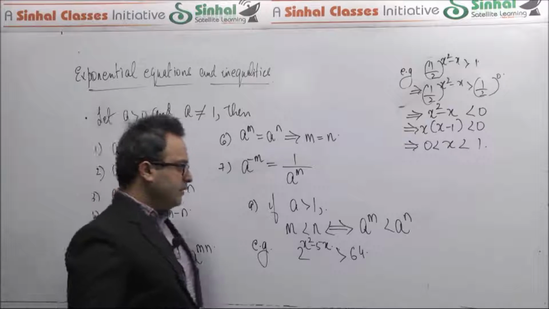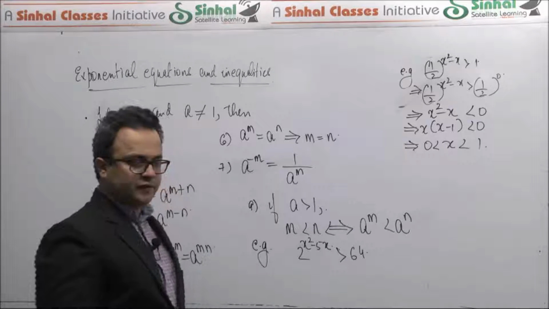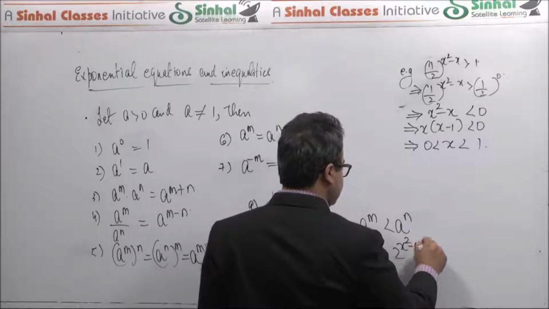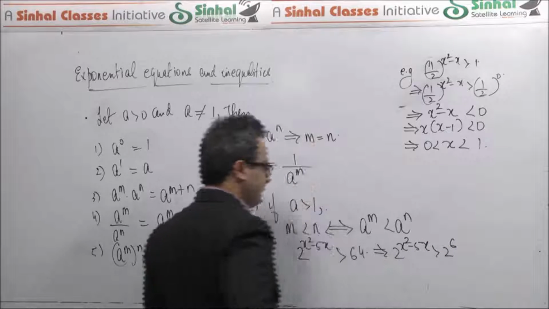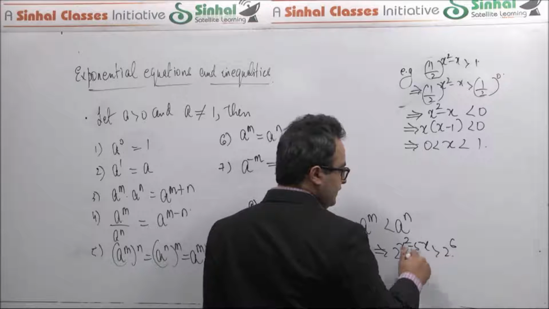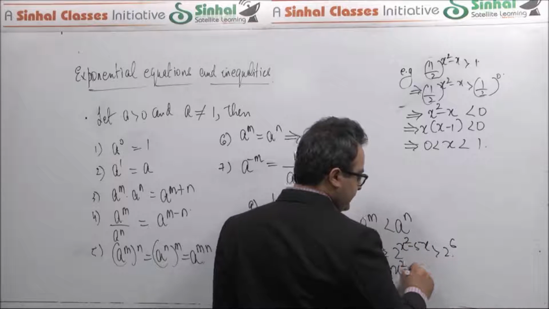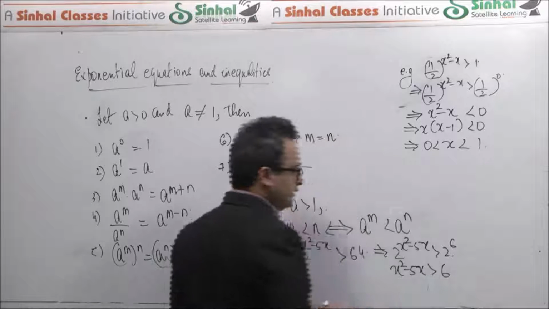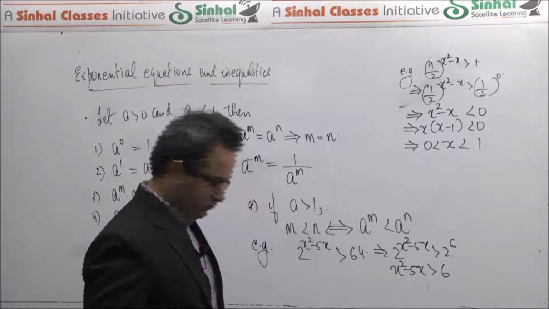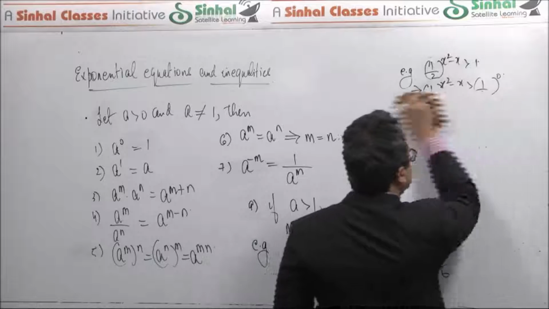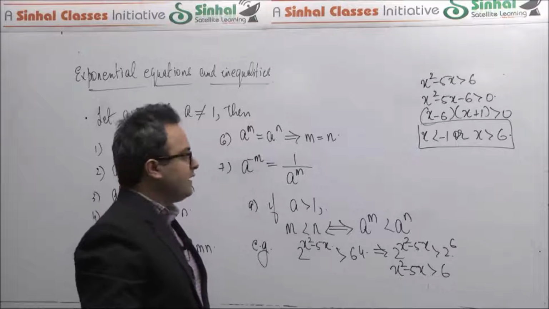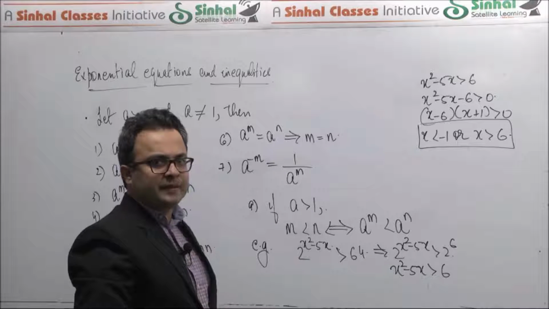So again, let's suppose this is an inequality, 2 raised to x square minus 5x is greater than 64. So then I can say that 2 raised to x square minus 5x must be greater than 2 raised to 6. But then again, bases are the same, so I can compare the exponents and the sign of inequality will remain the same. So the values of x that we get are less than -1, or they can be greater than 6.